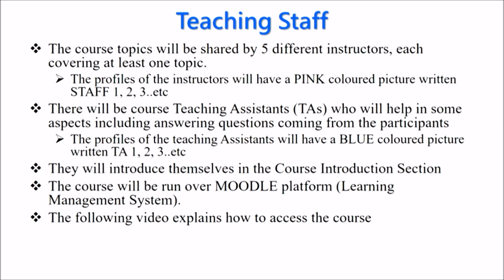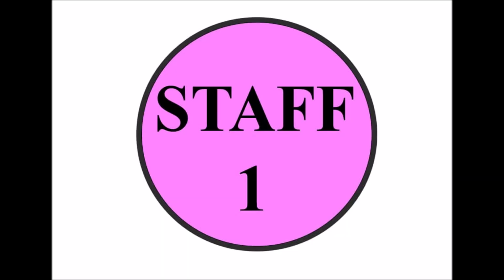Okay, now we discuss about the course and the teaching staff in the course. So the course will be taught by different staff. It will be 5 staff, and then each one will be having some portions to be able to deliver. And these staff are labeled as staff 1, 2, 3, 4.